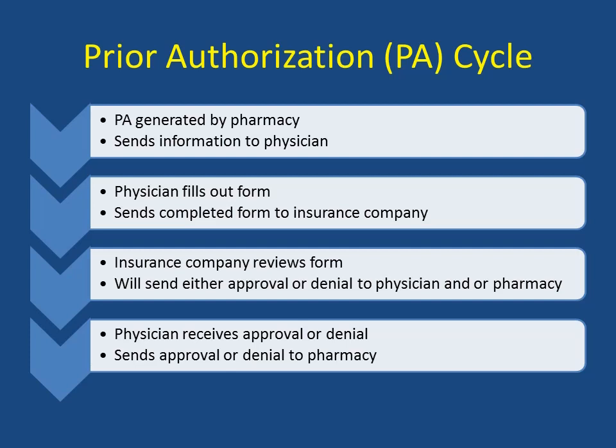So here's the cycle of a prior authorization. A PA is generated by the pharmacy and then is sent to your doctor. The doctor then fills out that form and sends it off to the insurance company. Once the insurance company receives it, they review the form and they will either approve it or deny it. Here's where things can get a little tricky. Once the insurance company sends the approval or denial to the physician, they should send it to the pharmacy, but that doesn't always occur.